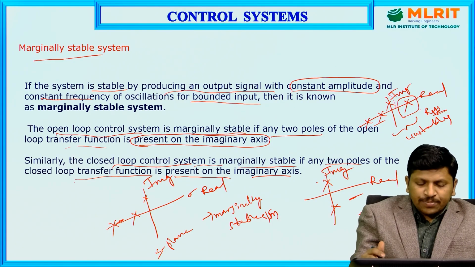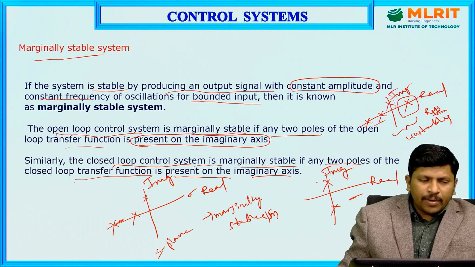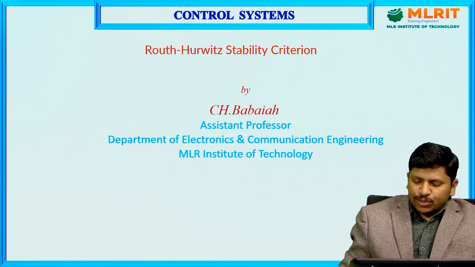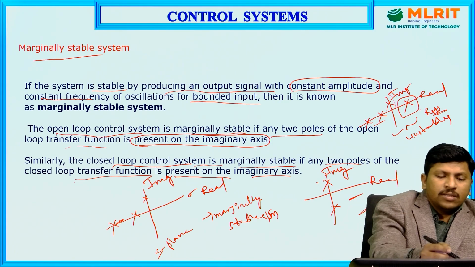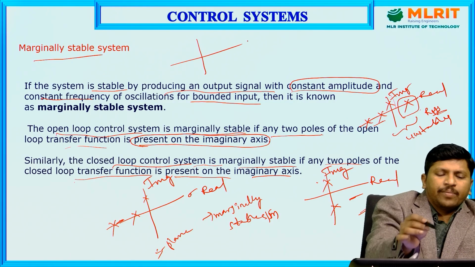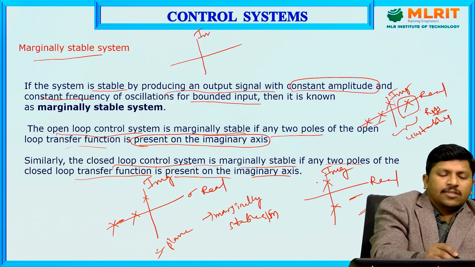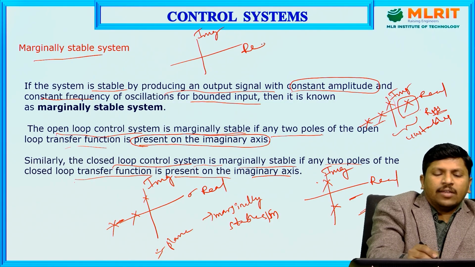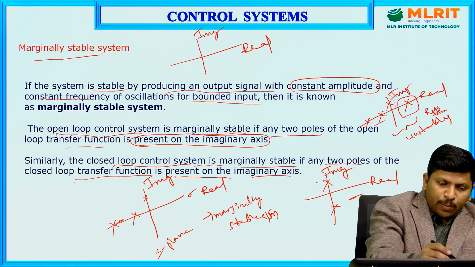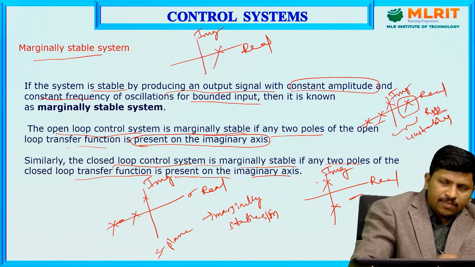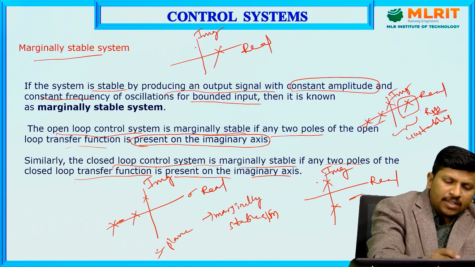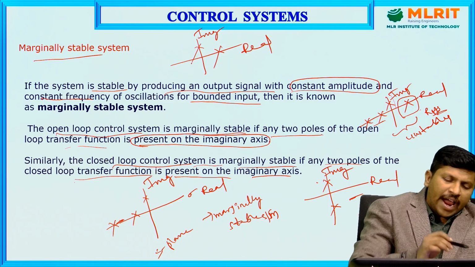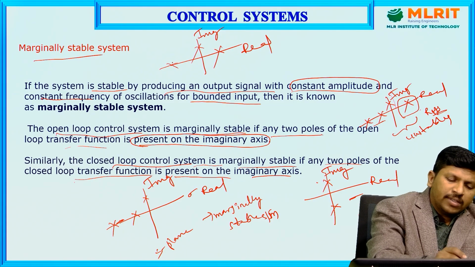So these are the basic stable system, unstable system and marginally stable systems. For example, I am going to draw here like this. See, imaginary axis and real axis, one pole present at the right side, one pole present at the imaginary axis, and another pole present at the right side.